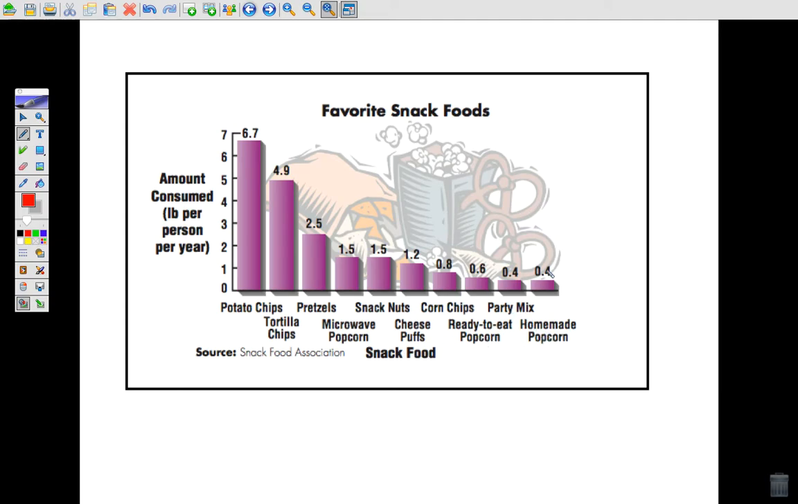These are the snack foods, and it tells us how much of those snacks people are typically eating. Now the numbers are listed in order from least to greatest, or greatest to least, however you want to look at it. So in this order, it's helpful if we're trying to find the median. But let's go through and find all these measures of central tendency based on this data.